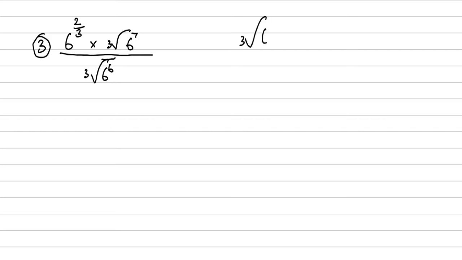Okay, 6^(2/3) multiplied by the cube root of 6 to the power 7, divided by the cube root of 6 to the power 6. So first let's try to express this cube root. For example, the cube root of 6 power 7, you can write as (6^7)^(1/3). So cube root is nothing but something to the power 1 over 3, right? So that is how you're going to express it here.